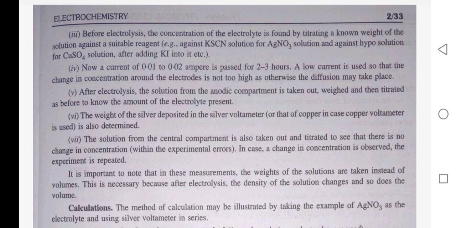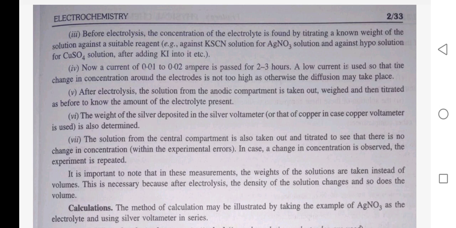Now a current of 0.01 to 0.02 ampere is passed for 2-3 hours. A low current is used so that the change in concentration around the electrode is not too high, as otherwise diffusion may take place. After electrolysis, the solution from the anodic compartment is taken out, weighed and titrated as before to know the amount of the electrolyte present. The weight of the silver deposit in the silver voltameter is also determined.